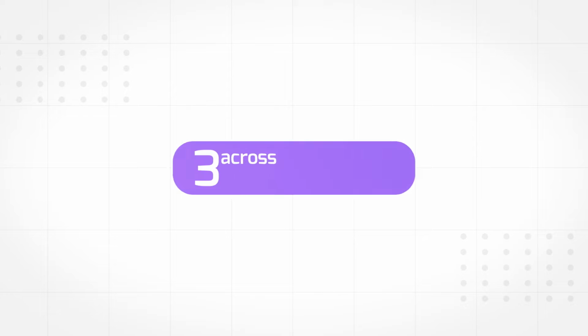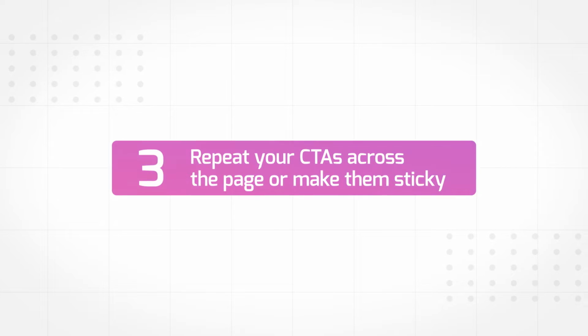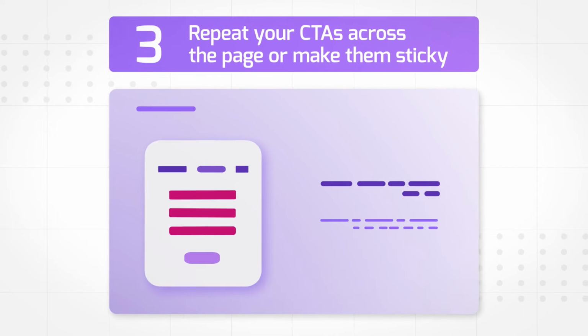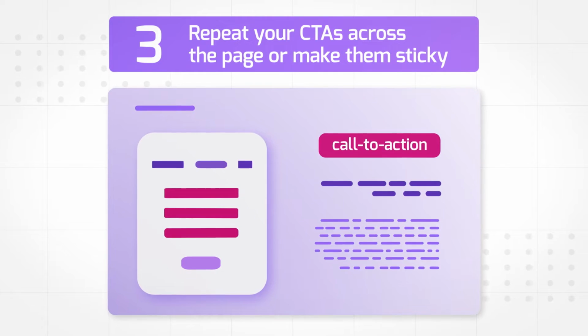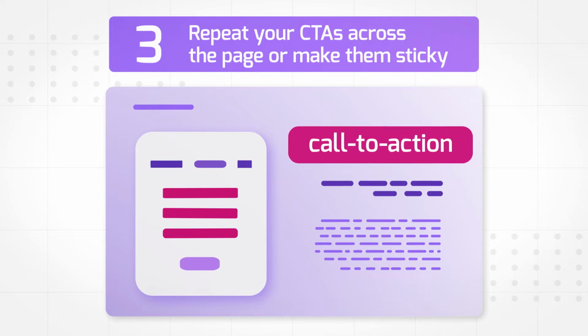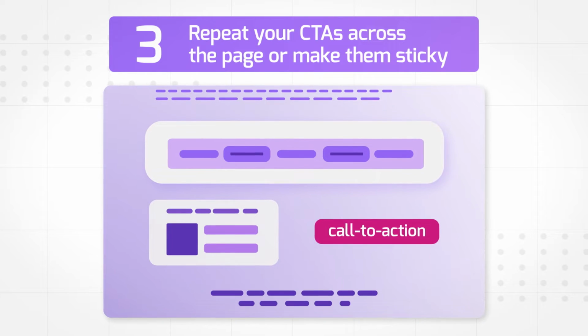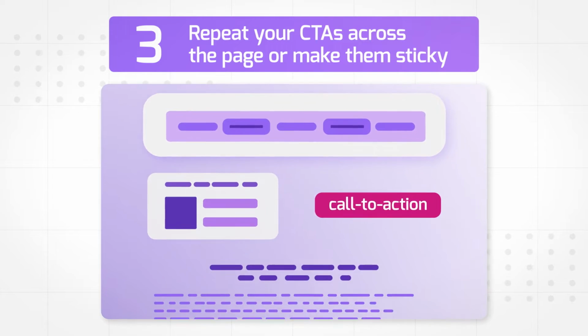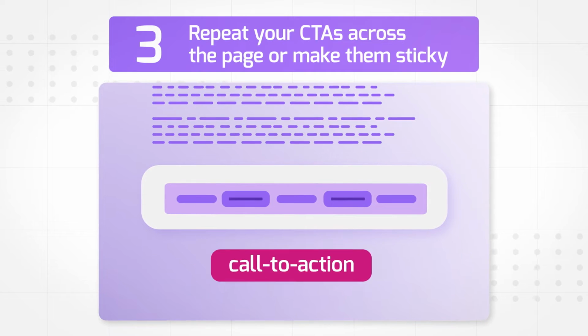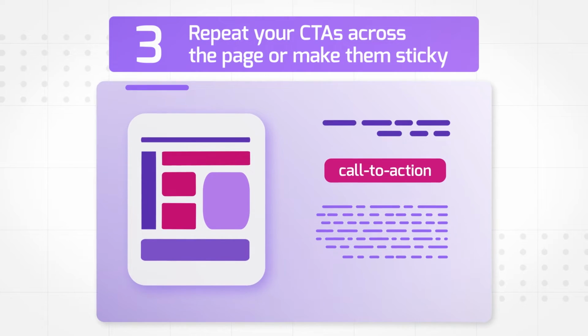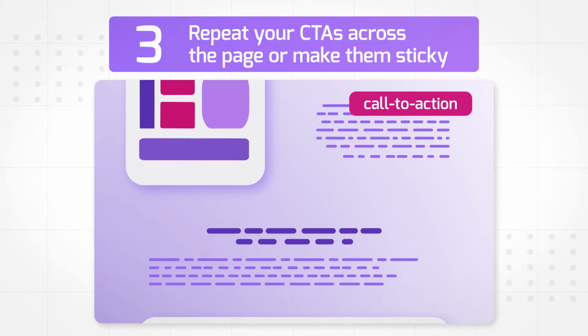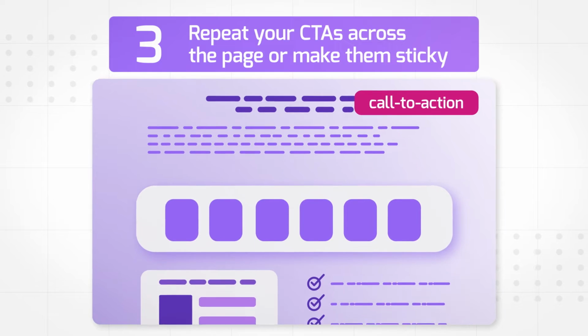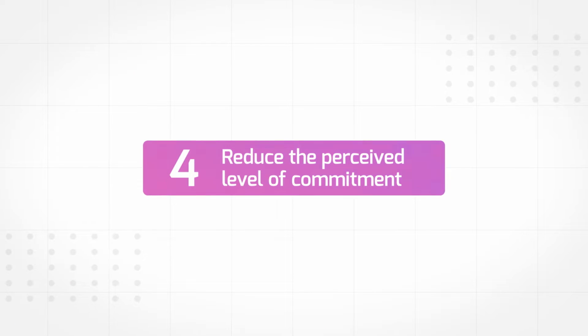Number 3. Repeat your CTAs across the page or make them sticky. While you don't want multiple different calls to action on your landing page, don't be afraid to repeat the same CTA a few times. One at the top, one in the middle, and one at the bottom. Or think of making a sticky call to action, the one that travels alongside the visitor as they're scrolling through the page.